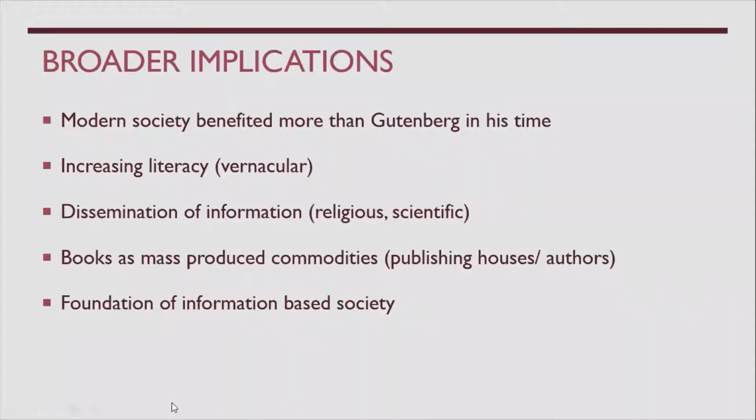We also start to see books as the first mass-produced commodities. Again, very gradually we see the development of publishing houses, people who can make a living as authors, whether these printing presses are independent or state-controlled. It grows as its own industry in its own right. And this sets the stage for really the information-based society that we have even today.